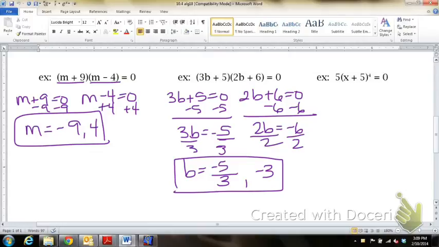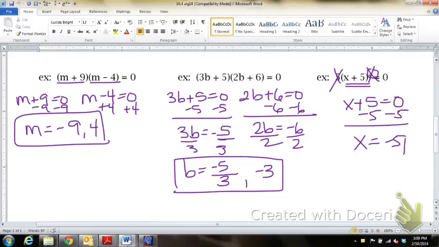Now, what happens when you have an exponent on there? Well, I'm not going to write it out 4 times because it's the same thing in parentheses. So I can ditch that. This 5 did not have an x. So my only solution to this would be negative 5. Sorry, that should be a negative 5. That's much better. There you go. And there is 10.4.